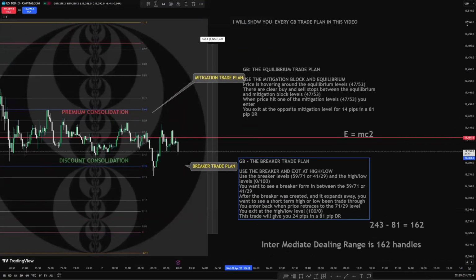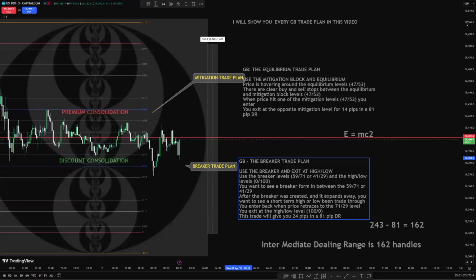I guess in today's video I am going to break down two powerful intraday trade setups from Hopi's Goldbach system. One focused on balance and the other one structure shift. Let's start with the first one, the equilibrium trade plan. This plan is all about playing within the core balance zone of the market.